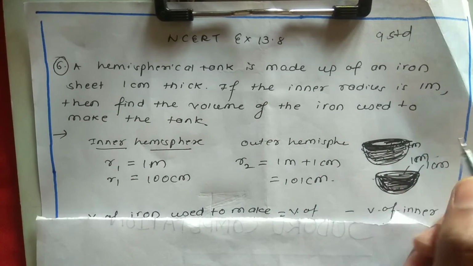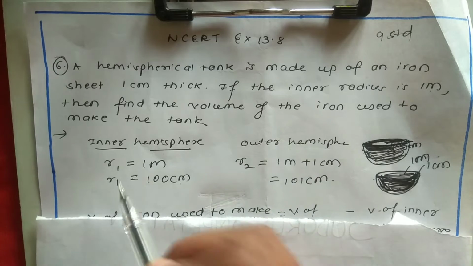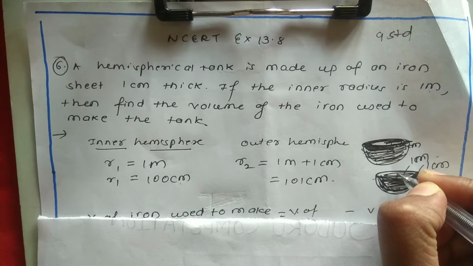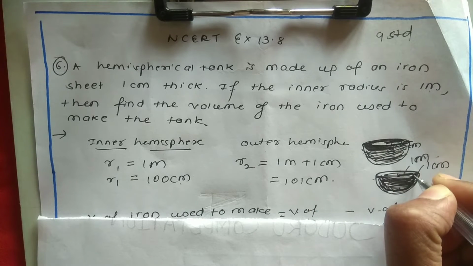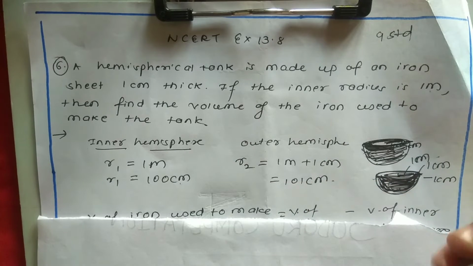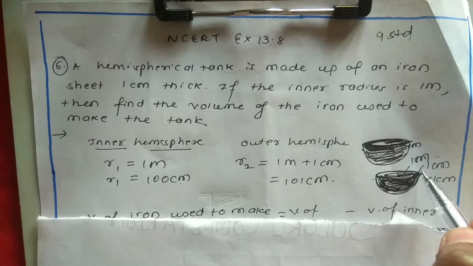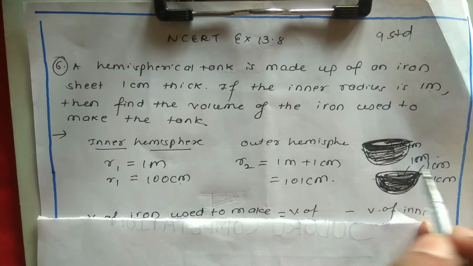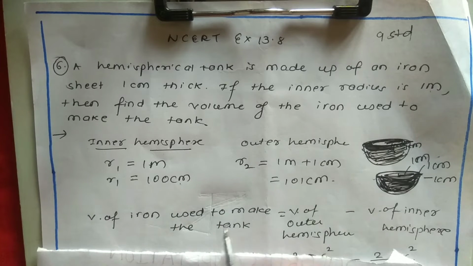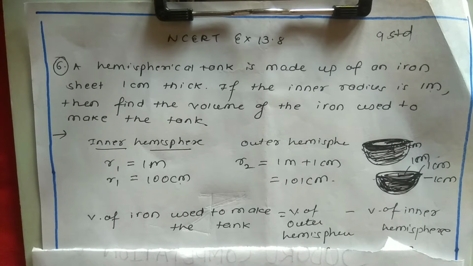For the inner hemisphere, the radius is given as 1 meter, which we will convert into centimeter because the thickness is given in centimeter. Then the outer hemisphere: from here to here it is 1 meter plus 1 centimeter thickness, so the total here will be 101. To get the volume of only the metal, from the big hemisphere we have to subtract the volume of the smaller inside hemisphere. So the volume of iron used to make the tank is the volume of outer hemisphere minus the volume of inner hemisphere.